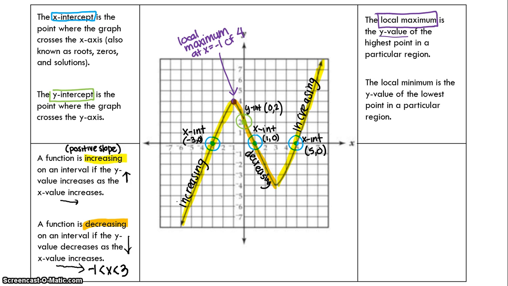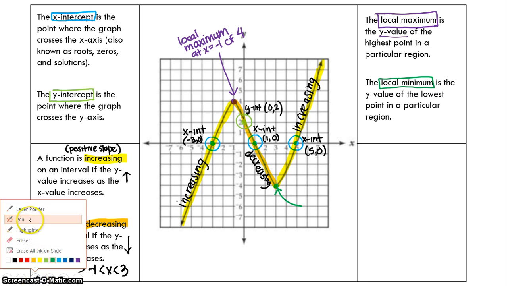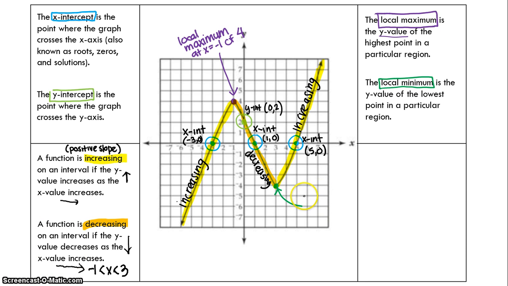or in this case, the local minimum, we're going to do also the y value of the lowest point in a particular region, we identify the y value. So this is, I'm going to change back to black so that you can read it more clearly. This is a local minimum at x equals 3 of, the local minimum itself is how low did we go? We went down to -4.